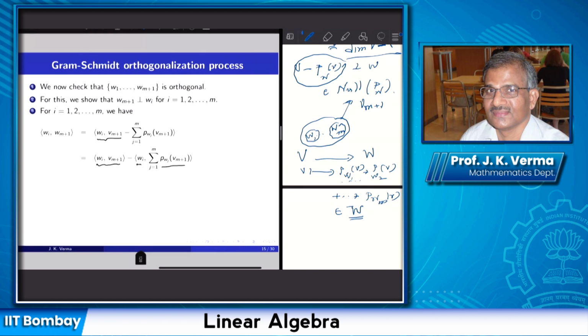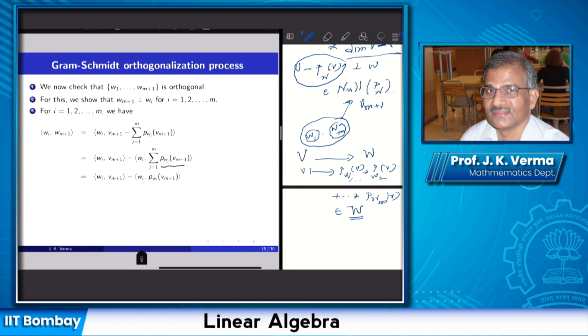Okay. But this is a sum, a linear combination of W1, W2, ..., Wm. This vector is some alpha 1 W1 plus ... alpha m Wm. So I can again apply the multilinear property of the inner product and get that this is equal to a sum that can be taken out. But I know that the inner product of Wi with Wj is 0 when i is not equal to j.